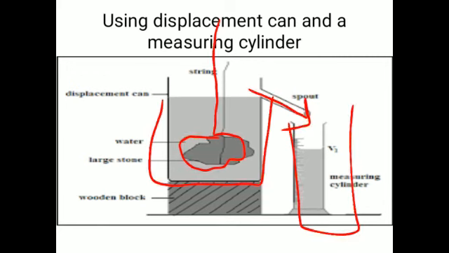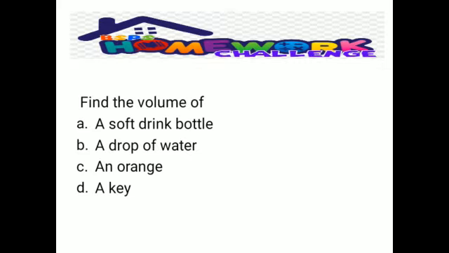So the volume which is occupied by this pebble or irregular object will be exactly the volume of the liquid coming into the measuring cylinder. We read the volume of this displaced water which is coming out of this displacement can, and that volume is exactly the volume of the suspended object.